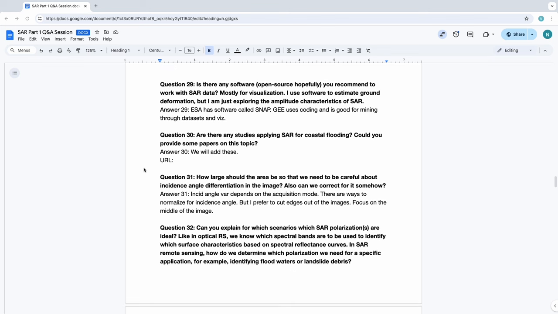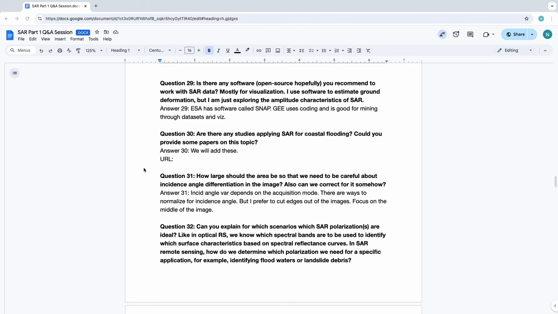Question 29. Is there any software, open source, hopefully, you recommend to work with SAR data, mostly for visualization? I use software to estimate ground deformation, but I'm just exploring the amplitude characteristics of SAR.